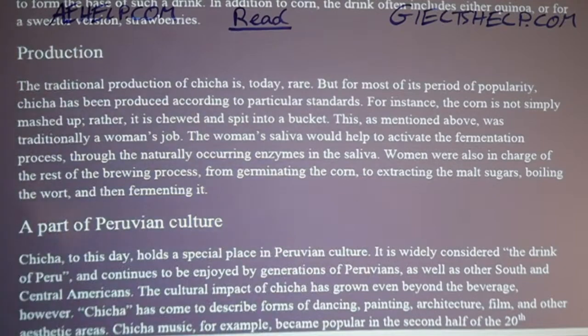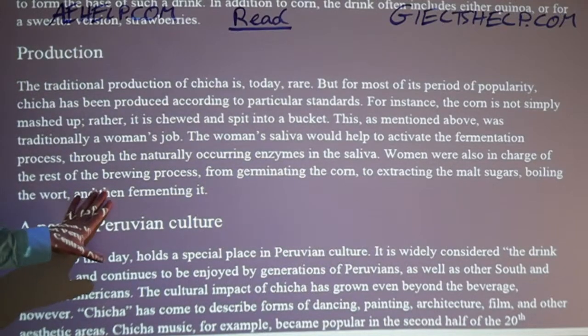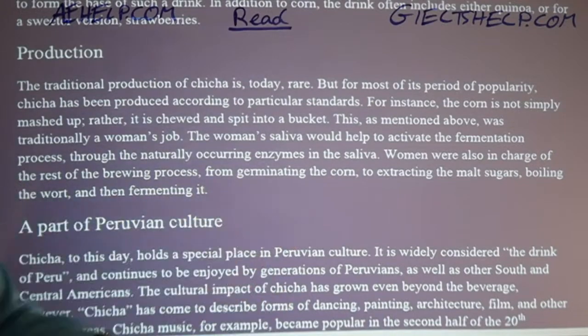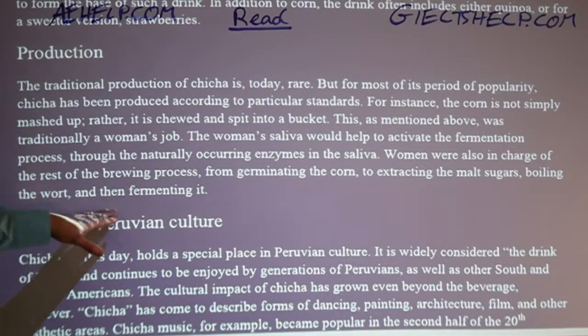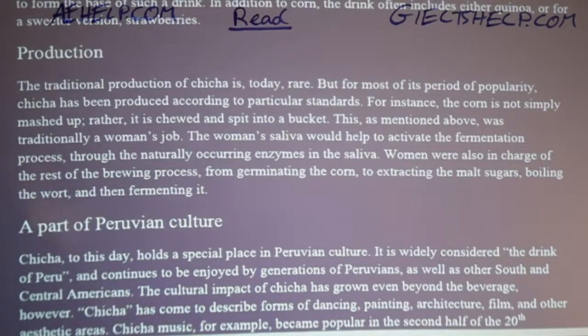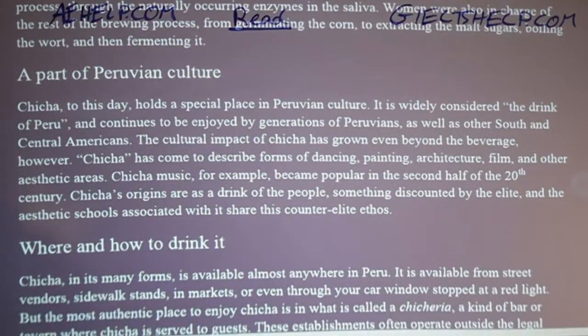Women were also in charge of the rest of the brewing process, from germinating the corn to extracting the malt sugars, boiling the wort, and then fermenting it. If you don't understand every word, it's totally okay. Keep reading.